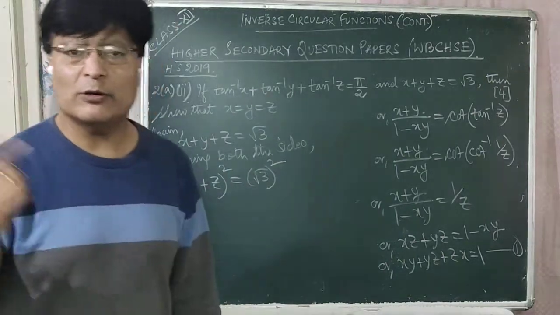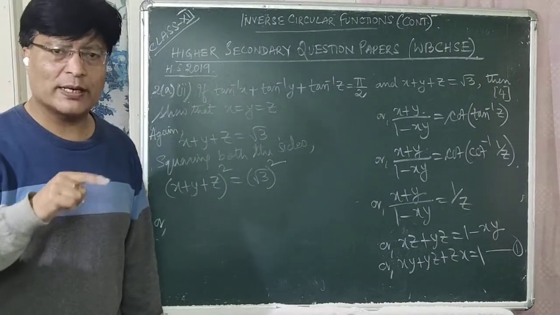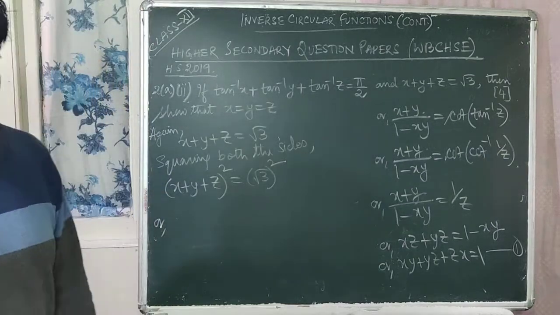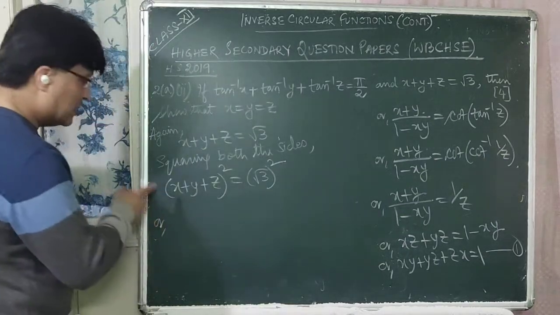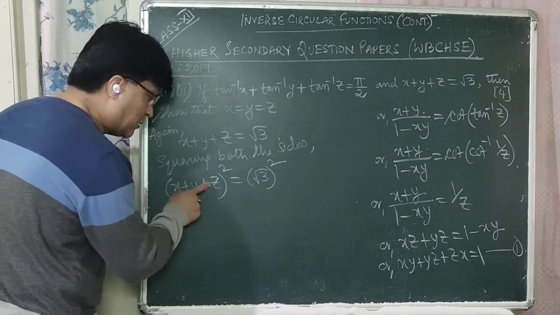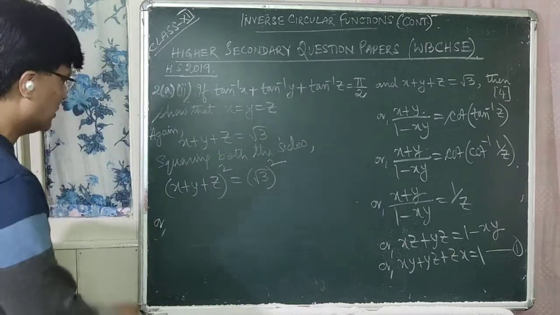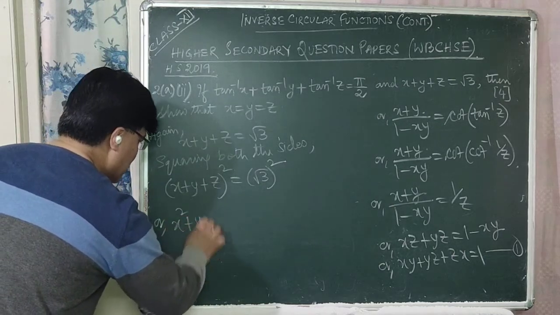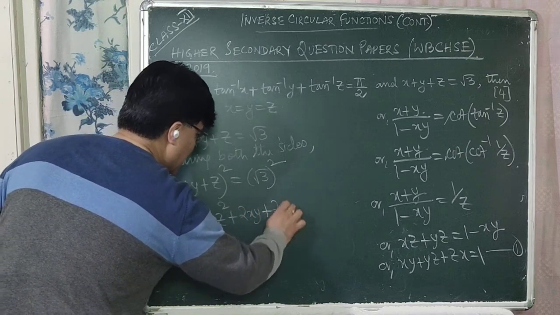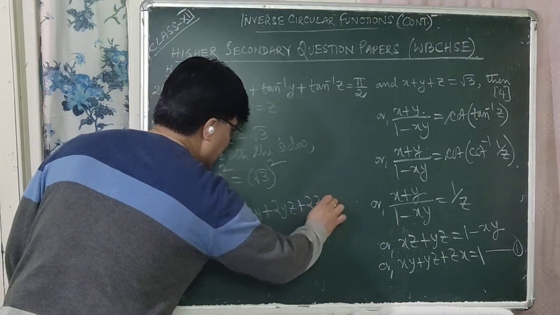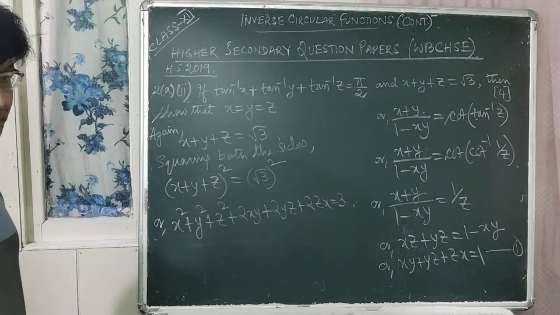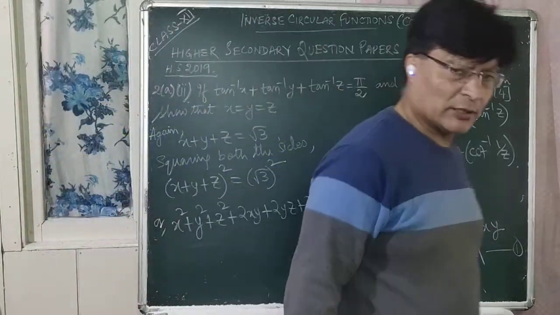What is a plus b plus c whole square? a square plus b square plus c square plus twice ab plus twice bc plus twice ca, right? So similarly, in this case, instead of a there is x, instead of b there is y, instead of c there is z. So the same formula may be used here. That is x square plus y square plus z square plus 2xy plus 2yz plus 2zx, which is equal to 3. Is that clear now? I think you have understood it up to here.